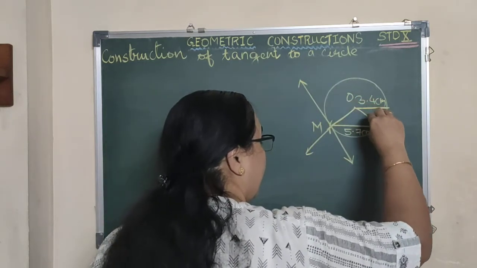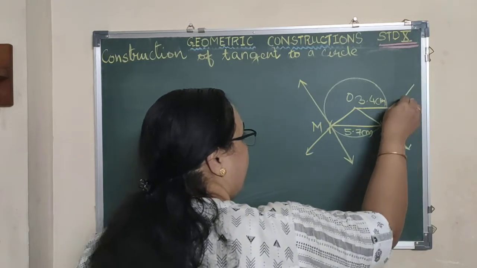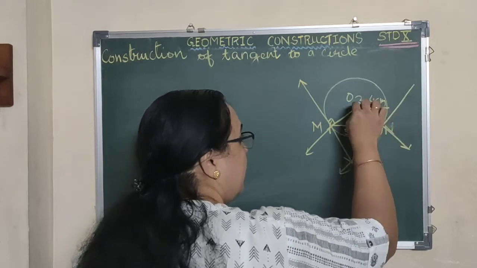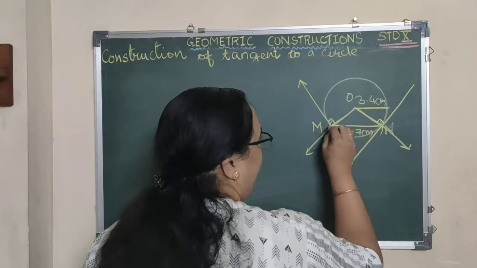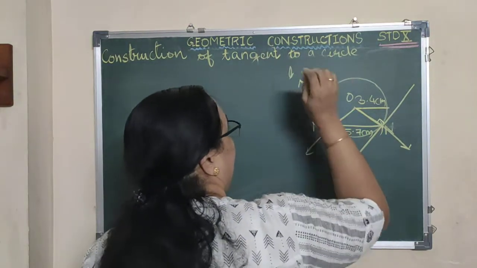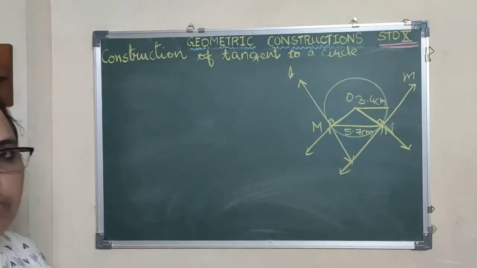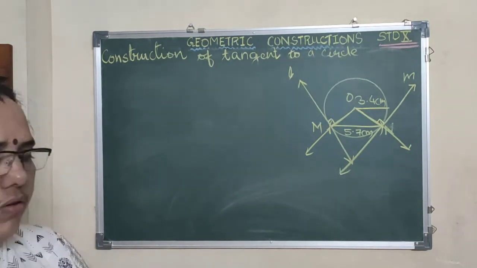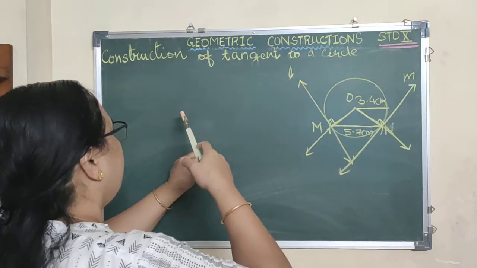Same way at point N too. If I draw a perpendicular, it is perpendicular to ON because ON is the radius. It is perpendicular to OM because OM is the radius. So this is your line L and this is line M, which are the tangents to the circle. So let us start. Here we have a circle with radius 3.4. So let us draw the circle.